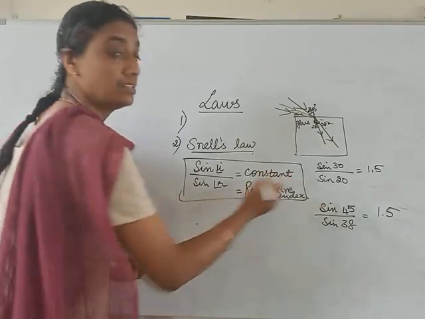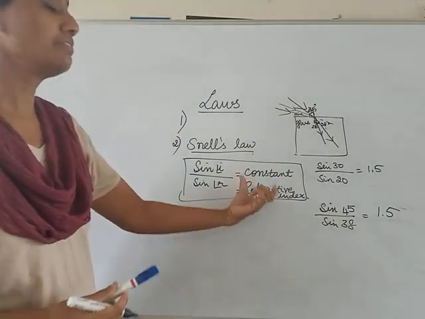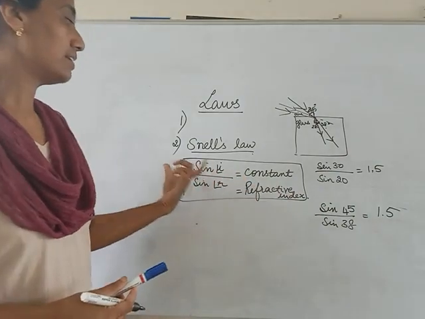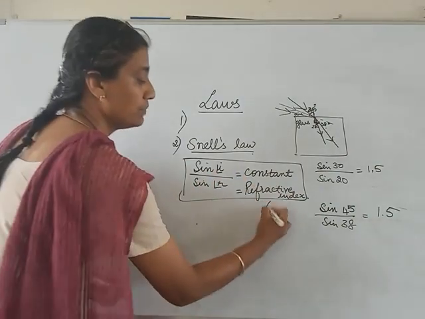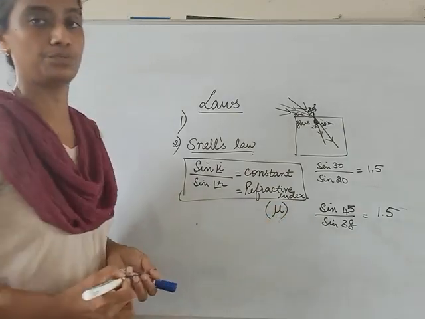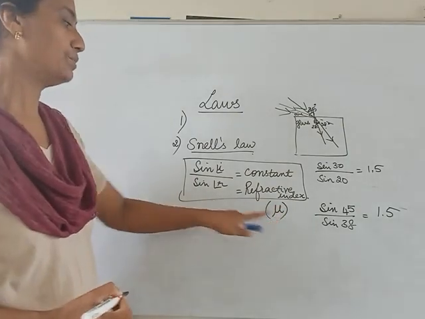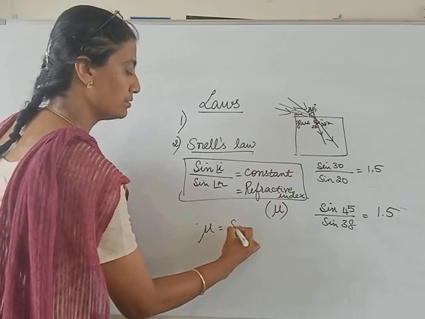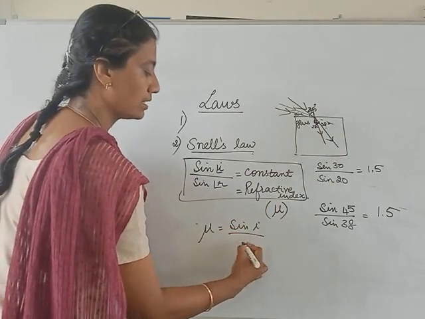So we come to another term called refractive index, and the symbol of refractive index is mu. Okay, it's a Greek alphabet, mu. So mu is equal to sin I by sin R.